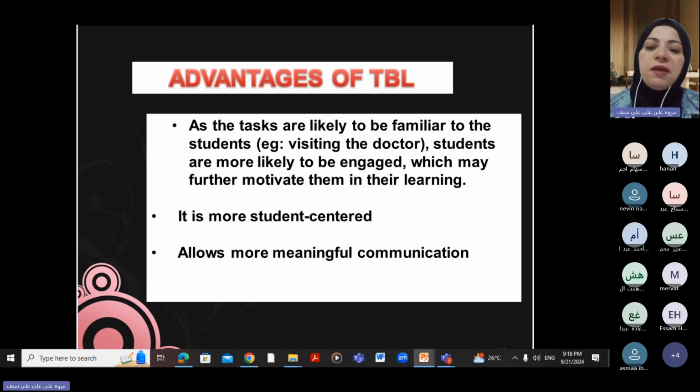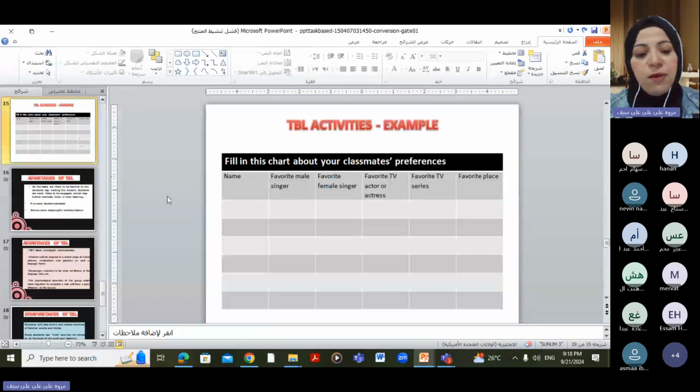So just know that TBL is task-based learning, okay? So what are the advantages of task-based learning? I'm going to show you this. You can talk to me about this now. What are the advantages of task-based learning? You can write in the chat box or unmute yourselves and express yourselves at large.